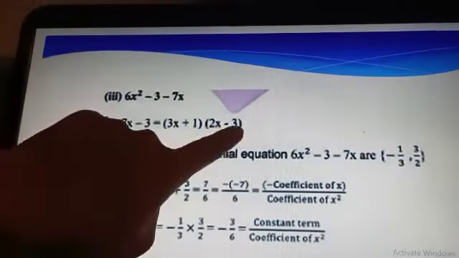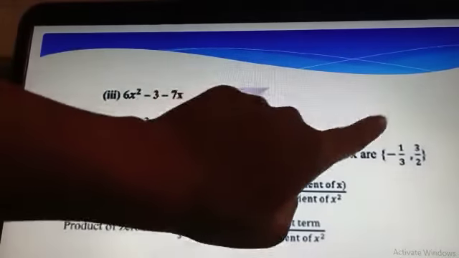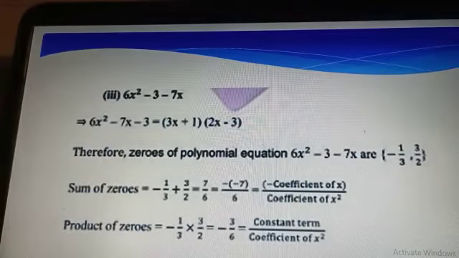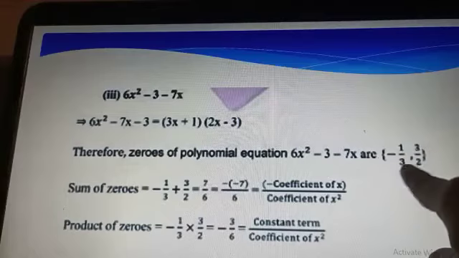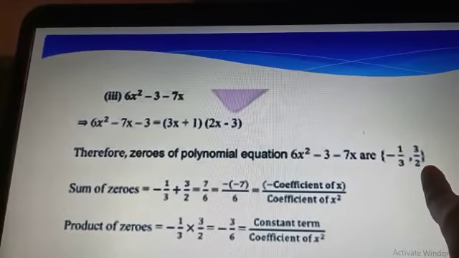Then take the other factor and equate it to 0. 2x minus 3 is equal to 0, 2x is equal to plus 3, x is equal to 3 by 2. So this is our second root. Now we have got two roots. This is alpha, this is beta.